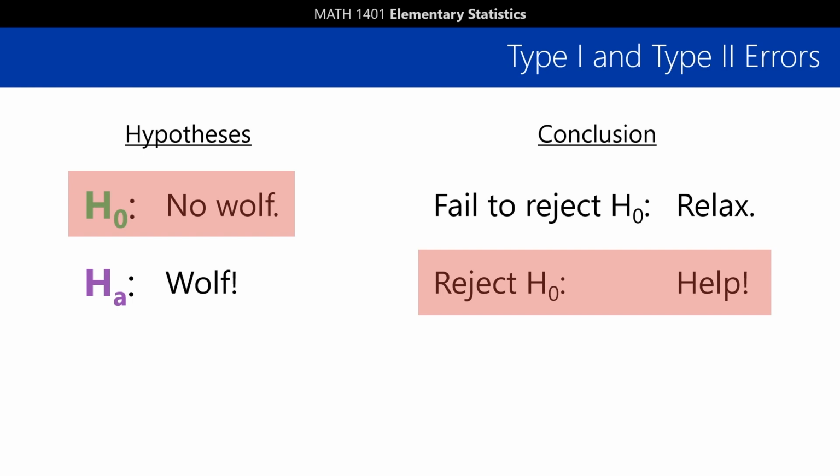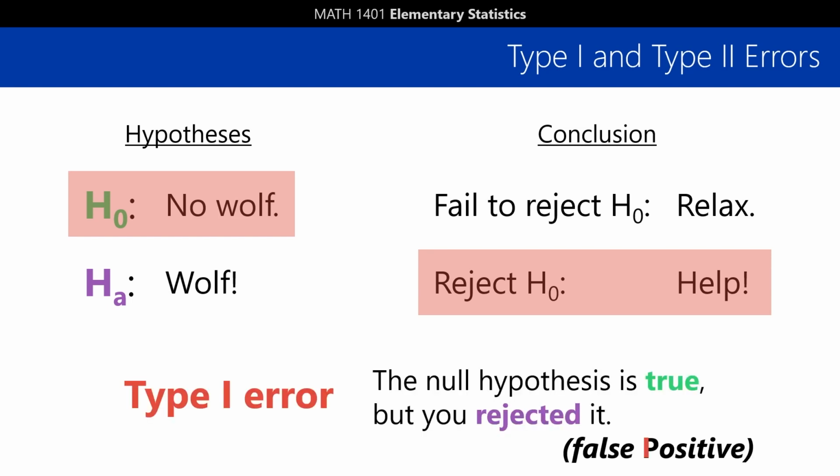When they finally found that there really was no wolf, they realized that they'd committed something called a type 1 error. The null hypothesis was true, but they rejected it anyway. Put another way, their result was a false positive. Their admittedly flimsy hearsay-based evidence told them that there was a wolf, when really there wasn't.